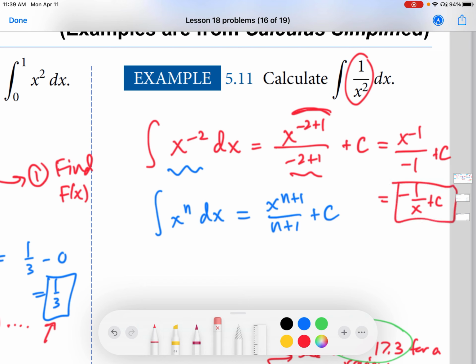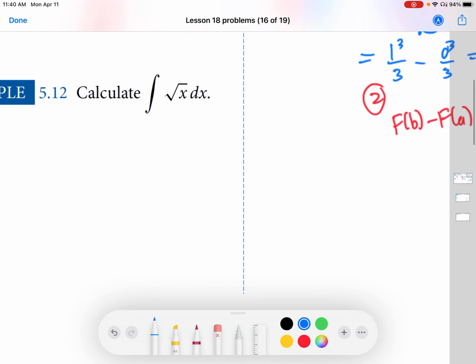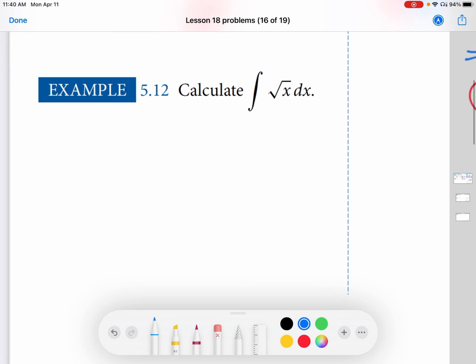I won't do it here, but I'll encourage you, once again, as a practice of your derivative rules, and also to make sure you apply this integral version of the power rule correctly, you might want to differentiate this. Make sure that you get x to the minus 2, right? That's a good check for your work. Okay, I'll scroll over here to do the last example in this set.